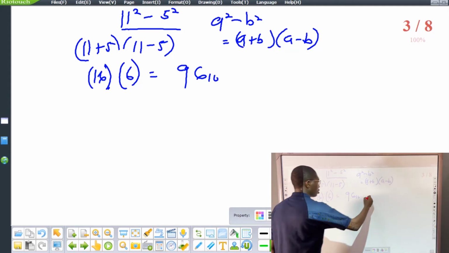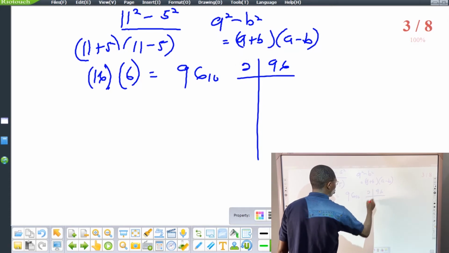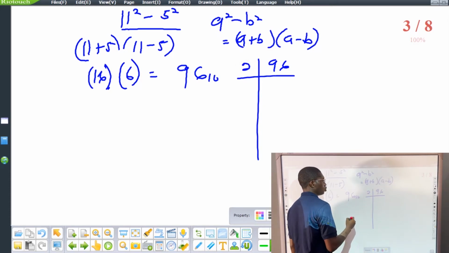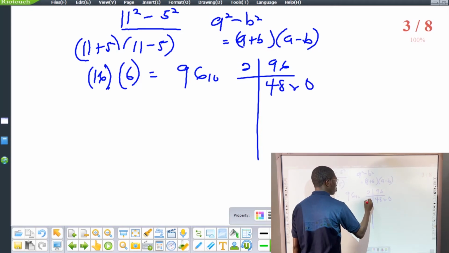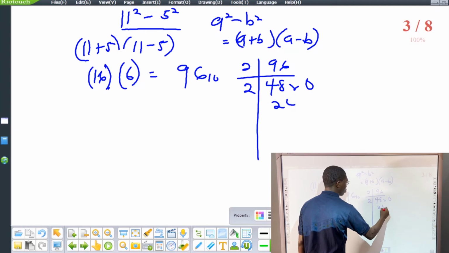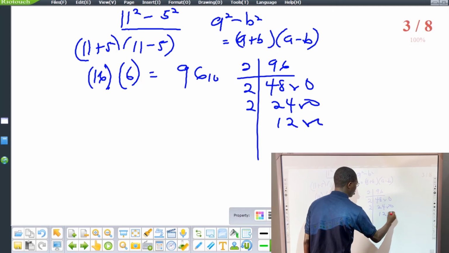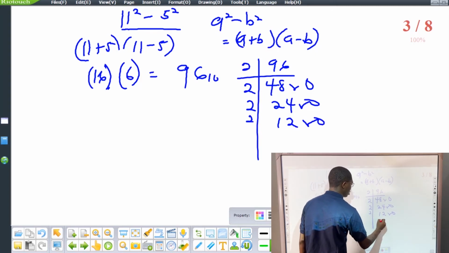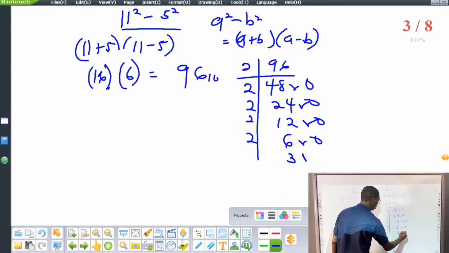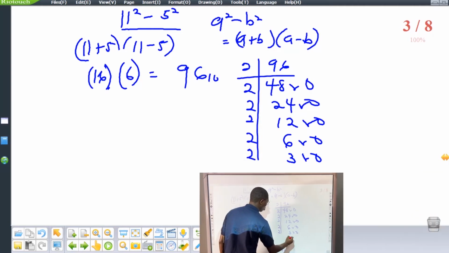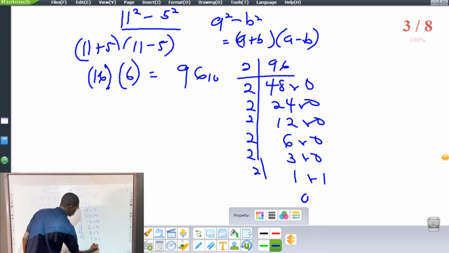How do we convert? Draw your division line. 96 to base 2. So 96 divided by 2 is going to give us 48. Write your remainder 0. 48 divided by 2, we have here 24, remainder 0. 24 divided by 2, we have here 12, remainder 0. 12 divided by 2, we have here 6, remainder 0. 6 divided by 2, we have here 3, remainder 0. 3 divided by 2, we have here 1, remainder 1. And 1 divided by 2, we are going to have 0, remainder 1.